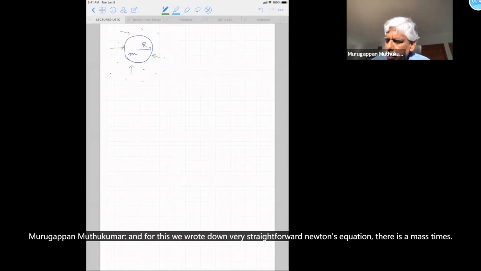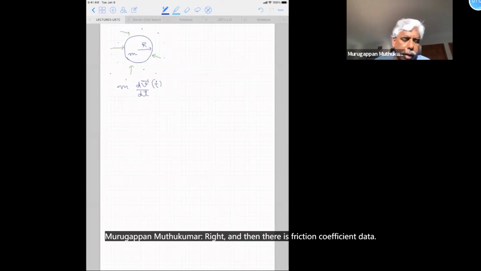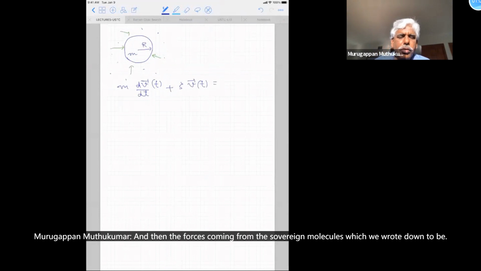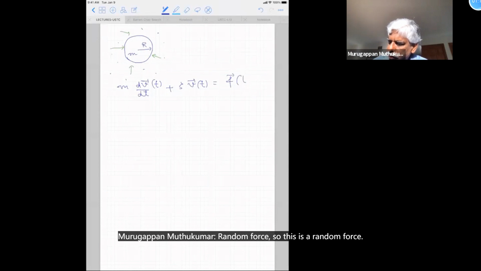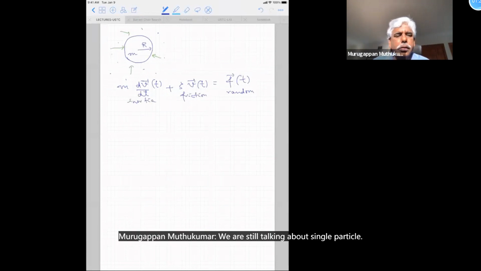And for this, we wrote down a very straightforward Newton's equation, that is, mass times acceleration, dv at time t by dt, right? And then there is a friction coefficient, zeta, times v(t). And then the force coming from the solvent molecules, which we wrote down to be a random force. So this is a random force. This is friction. This is the inertia. We are still talking about a single particle.